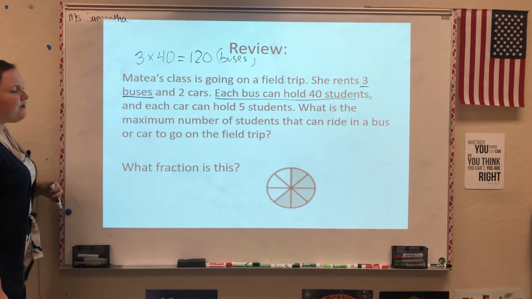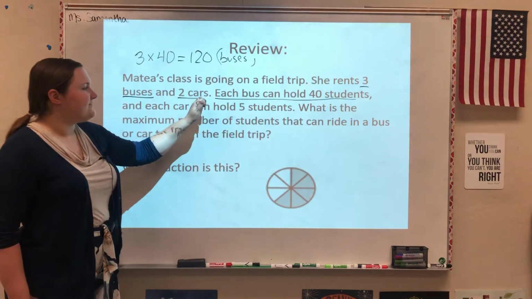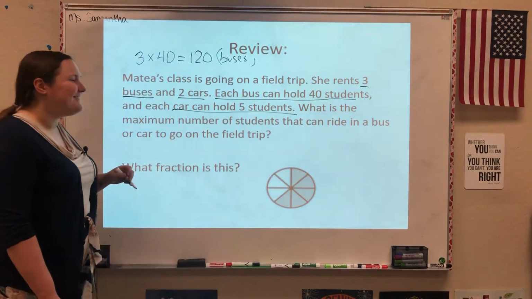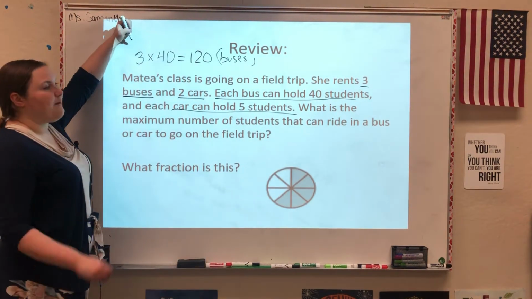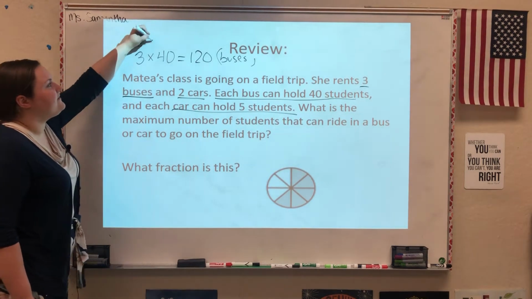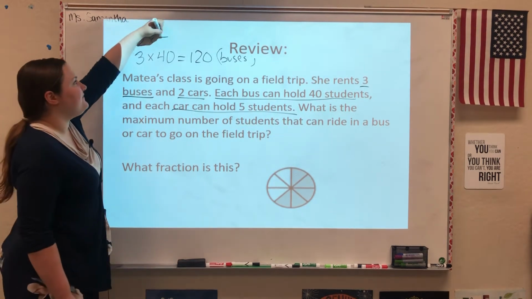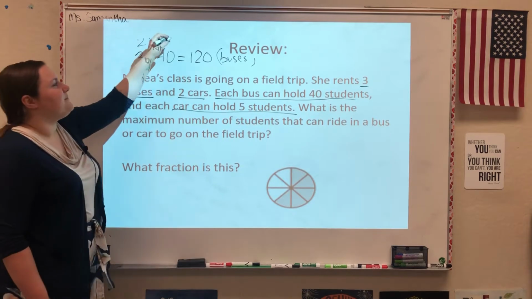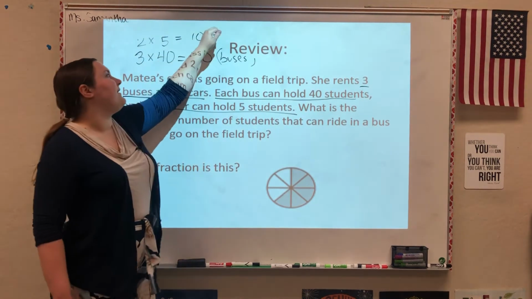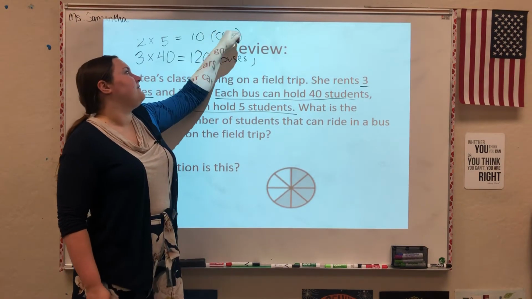Now there's also cars. She rents 2 cars. Each car can hold 5 students. So we would want to figure out how many total students are going in cars by saying, well, there's 2 cars times 5 students in each car. 2 times 5 gives you 10. That means there are 10 students going in the cars.